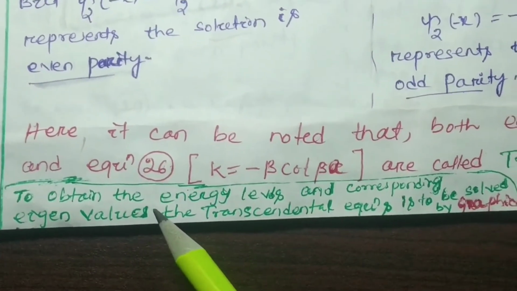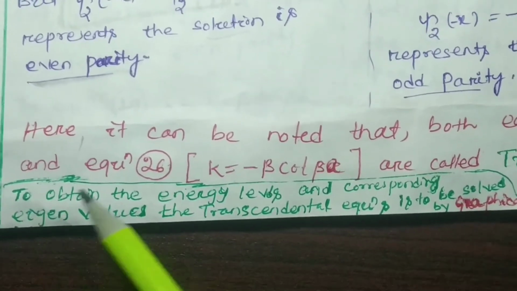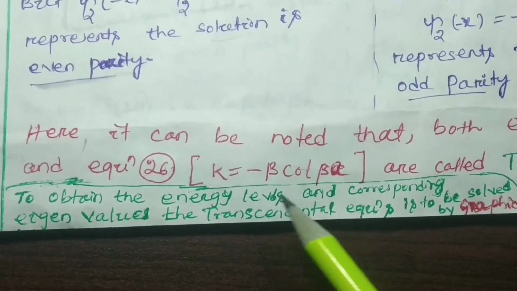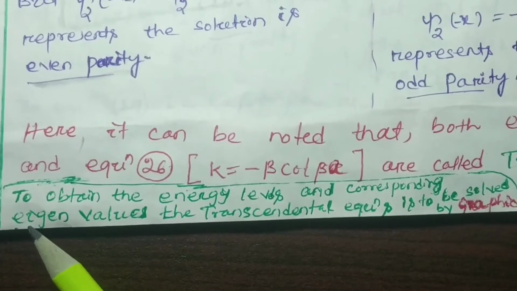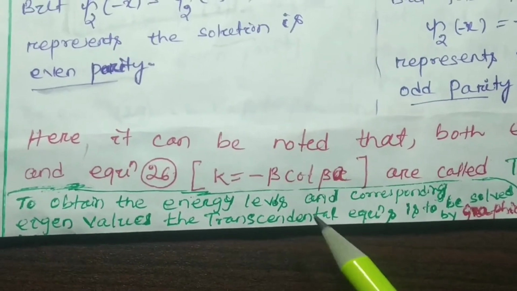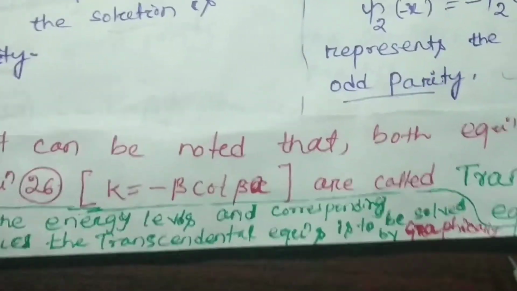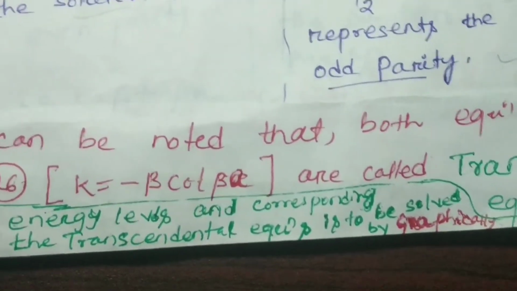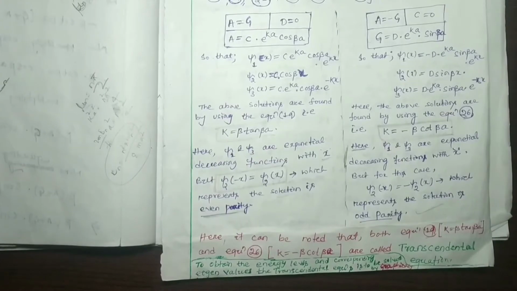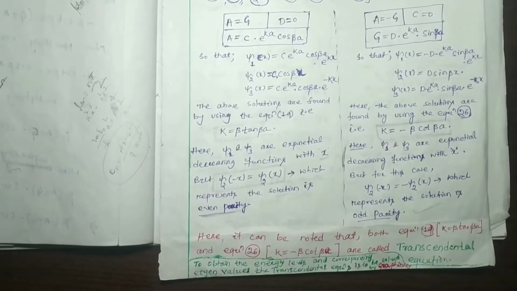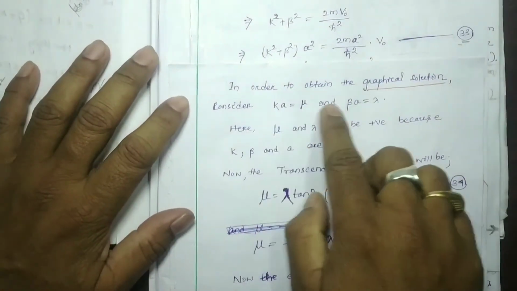Pause the video and write: to obtain the energy levels and corresponding eigenvalues, the transcendental equations are to be solved graphically. Now come to this page here. We have to start from here.